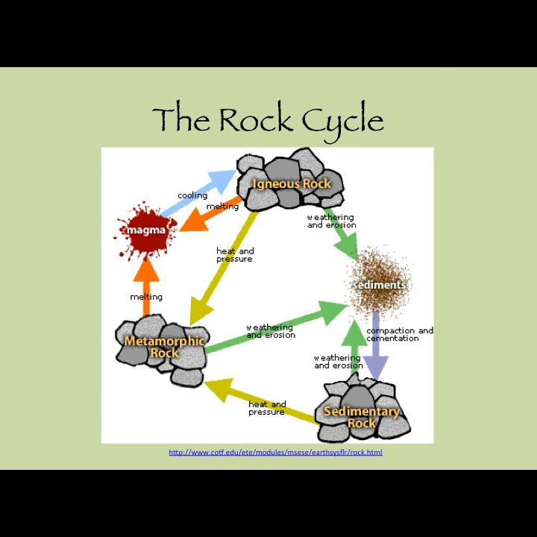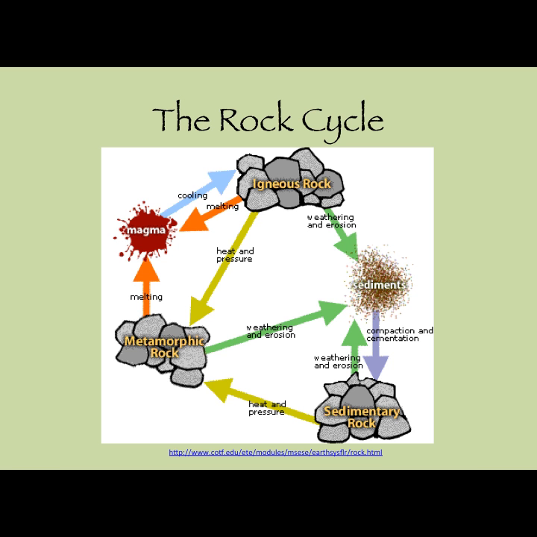And this, ladies and gentlemen, is the rock cycle. And as you can see, igneous rocks can be formed into sediment through weathering and erosion, and that sediment can be formed into sedimentary rock through compaction and cementation. And sedimentary rock, through heat and pressure, can be formed into metamorphic rock. And also, by melting metamorphic rock, you can turn it into magma, but you can also turn it back into sediment through weathering and erosion.